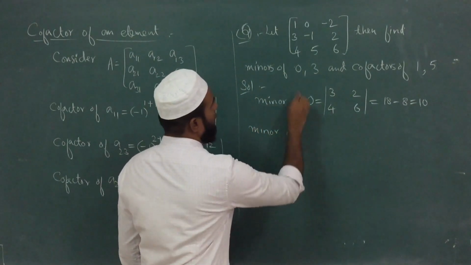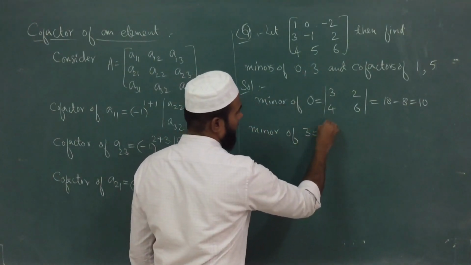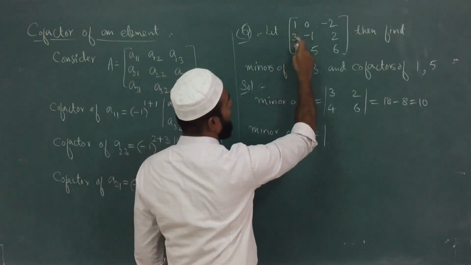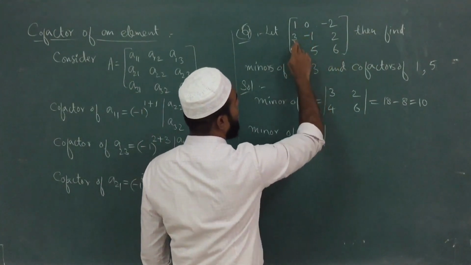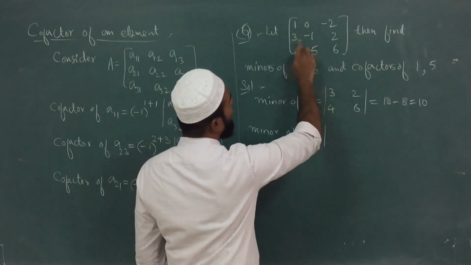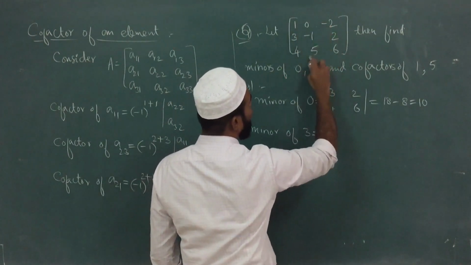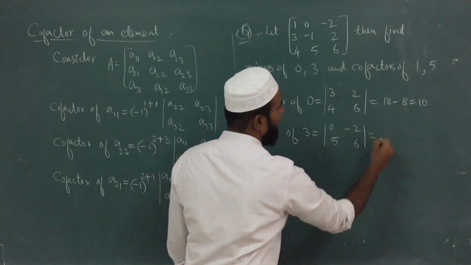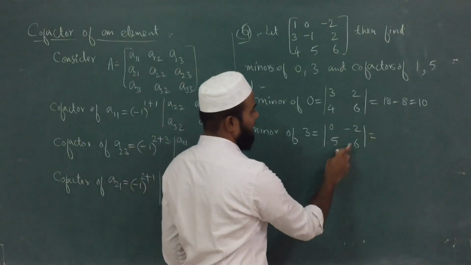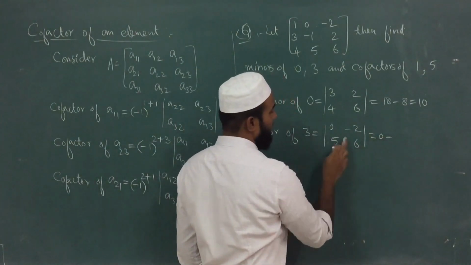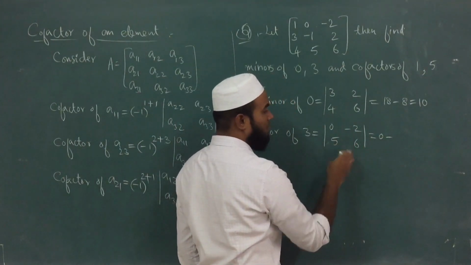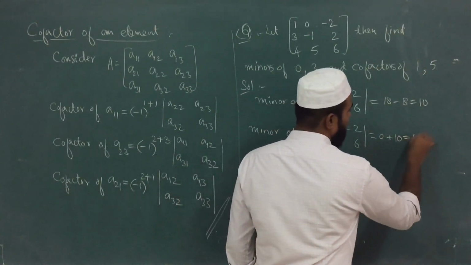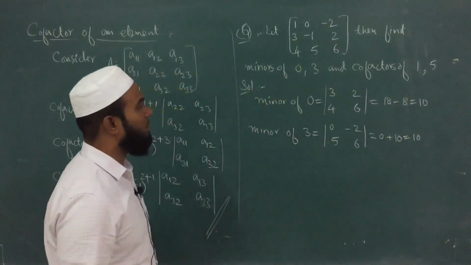Then next, minor of, what is the next entry? 3, minor of 3. Where does 3 lie? 3 lies in the second row and first column. Then remove those two. What will remain? 0, minus 2, 5, 6. Find the determinant of this. What we will get? 6 into 0 is 0, minus 5 into minus 2 is minus 10. So this minus and that minus will become plus 10. So answer will be 10. Right? This is minor of 3.